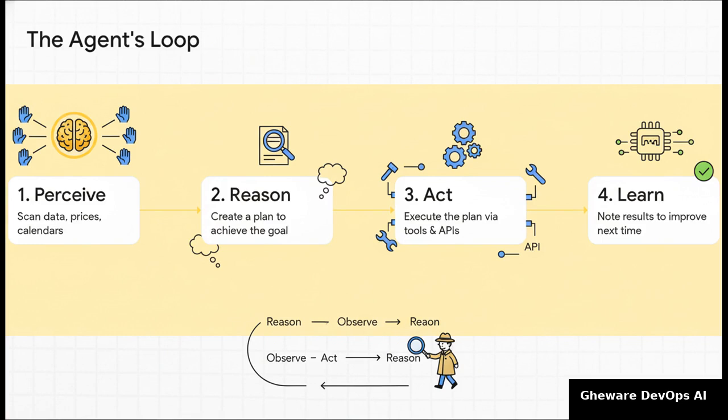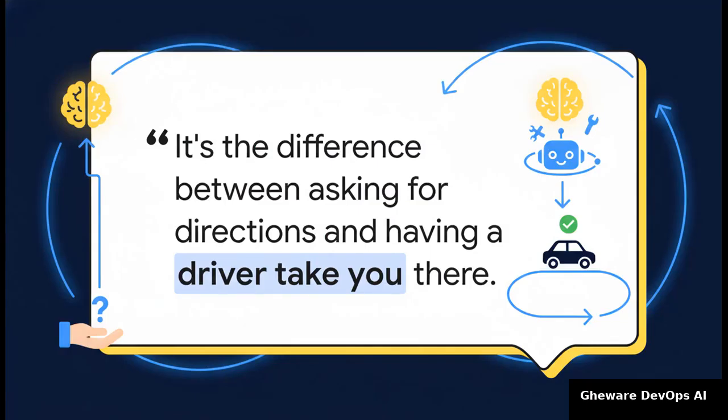The agent sees the result of its action and uses that to figure out its next move. And this whole loop, perceive, reason, act, learn, just keeps repeating until the case is solved or the task is done. And that's why this loop is so powerful. A traditional AI gives you one answer, and then it stops. An agent just keeps working, step by step, until the job is actually finished. It really is the difference between asking for directions and having a driver who actually takes you to your destination.